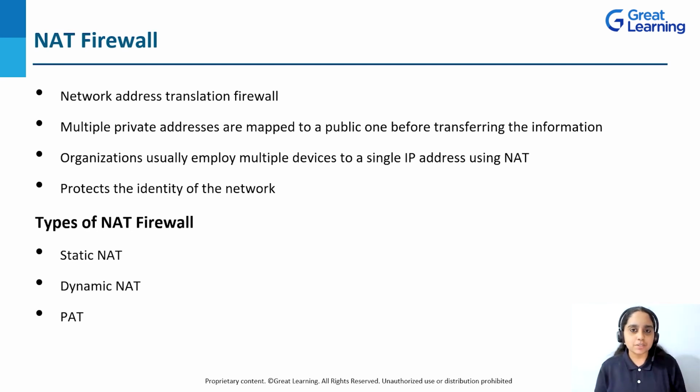There are three types of NAT, and they are static NAT, dynamic NAT, and PAT. In static NAT, a single private IP address is mapped to a single public IP address. In dynamic NAT, multiple private IP addresses are mapped to a pool of public IP addresses. PAT stands for Port Address Translation. It is also known as NAT overload. Many private IP addresses are mapped to a single public IP address. Port numbers are used to differentiate the traffic.